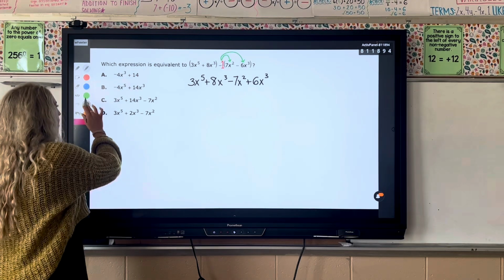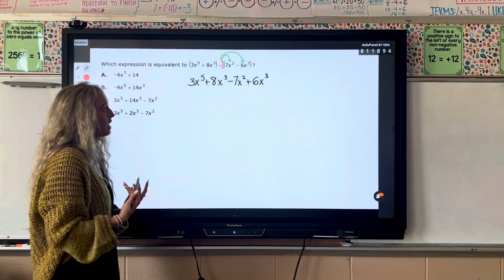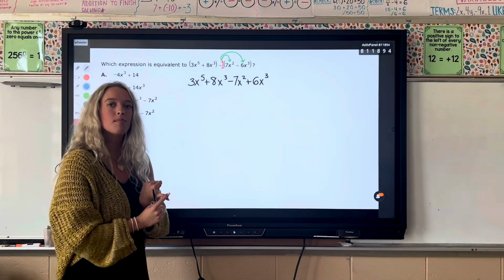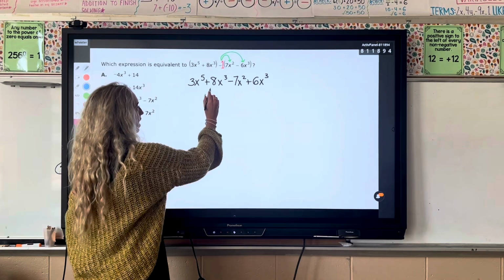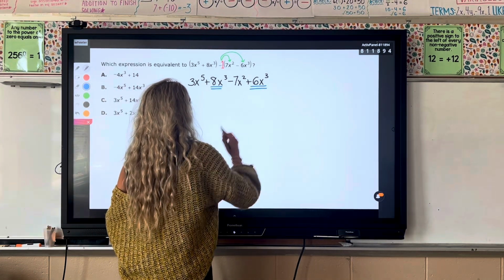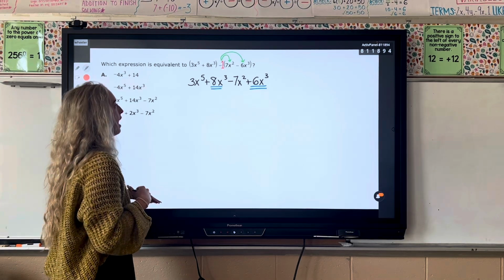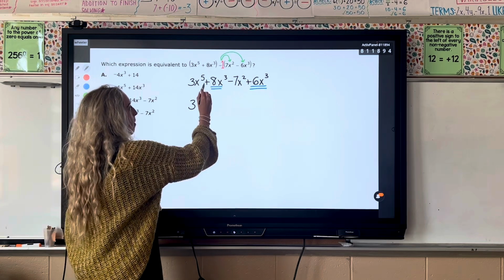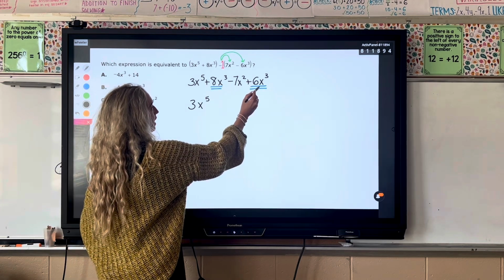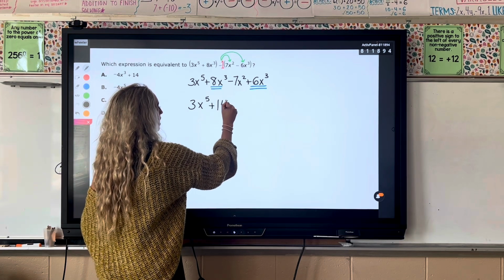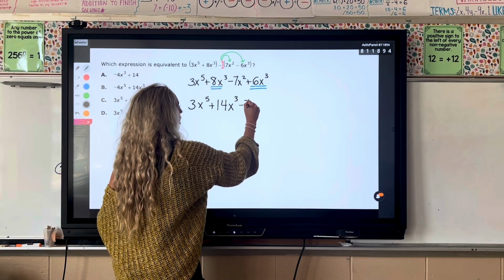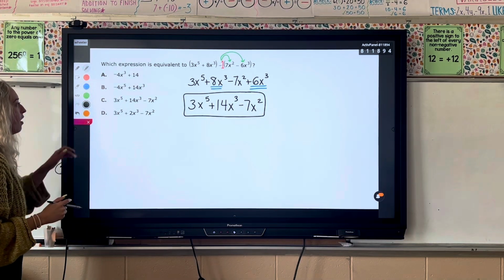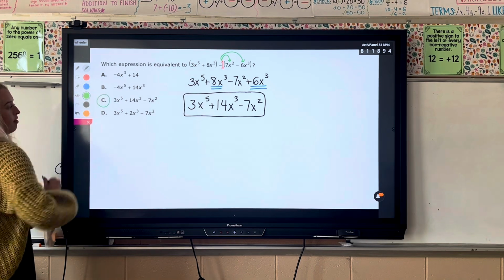I'm not done yet because now I need to look at the problem and figure out what terms I can combine here. So I'm looking for like terms, and remember like terms have to have the same variable raised to the same power. So in this case, I've got an x to the 3rd and an x to the 3rd. Those are the only ones there that I can combine. So if I were to go ahead and combine these, positive 8x to the 3rd plus 6x to the 3rd gives me positive 14x to the 3rd, and then I've just got my minus 7x squared hanging out at the end. There's nothing that I can do with that. Therefore, the correct option is C.